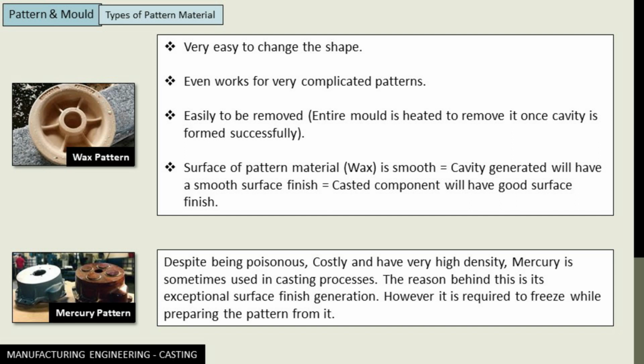And last but not the least, we have the mercury pattern. Mercury, despite being poisonous, costly and having very high density, is sometimes used in casting processes. However, its usage is very rare. The reason behind the use of mercury is its exceptional surface finish generation. However, it is required to be frozen while preparing the pattern from it.